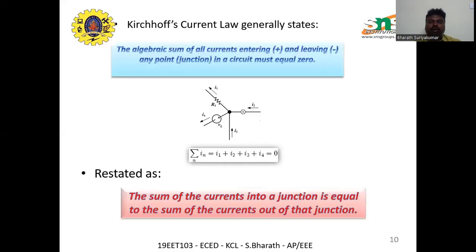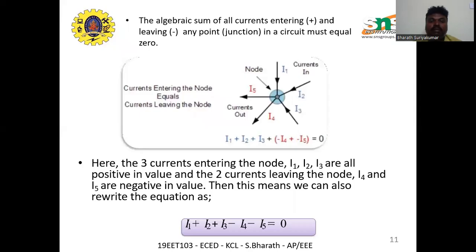So this is an important law, called Kirchhoff's current law. It can be stated as the algebraic sum of all currents entering (plus) and leaving (minus) at any junction in a circuit must be equal to 0. This is explained with the equation here: I1, I2, I3, I4, and I5 at a junction point sum to 0. That is, I1 plus I2 plus I3 minus I4 minus I5 equals 0. Here the three currents entering the node, I1, I2, and I3, are all positive in value, and the two currents leaving the node, I4 and I5, are negative in value. So the equation becomes I1 plus I2 plus I3 minus I4 minus I5 equals 0.